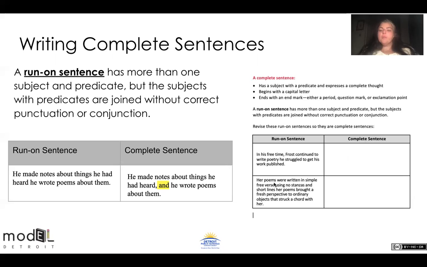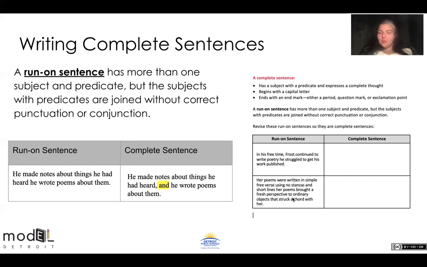And her poems were written in simple free verse using no stanzas and short lines. Her poems brought a fresh perspective to ordinary objects that struck a chord with her. Wow, that is a very long sentence. So we need a comma and a conjunction to break that sentence up. So that is your job.